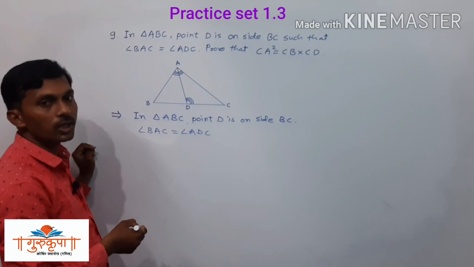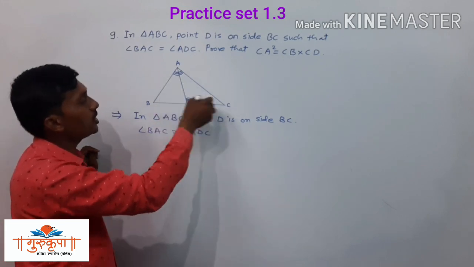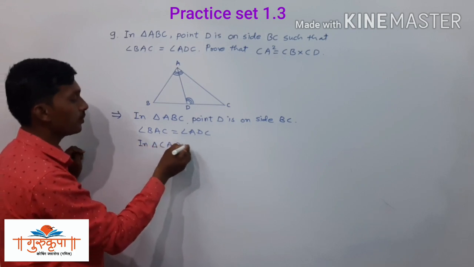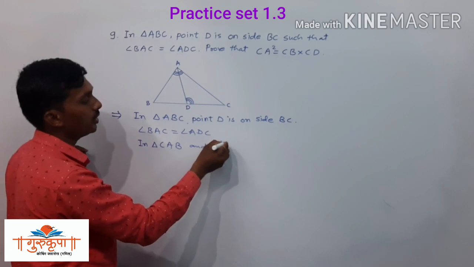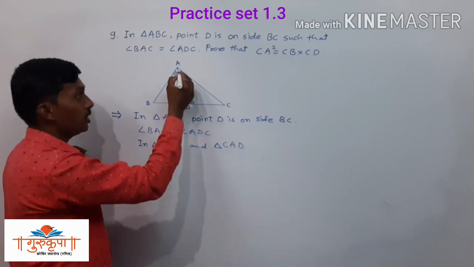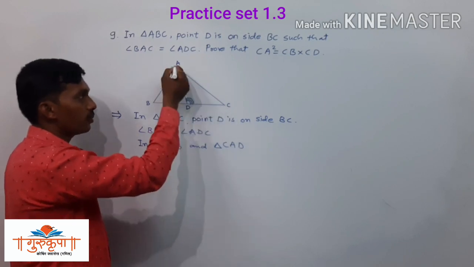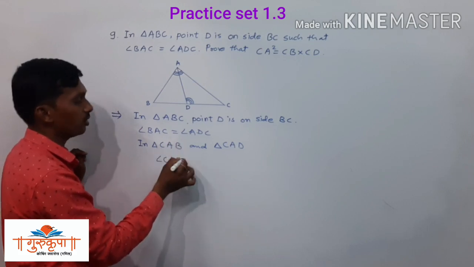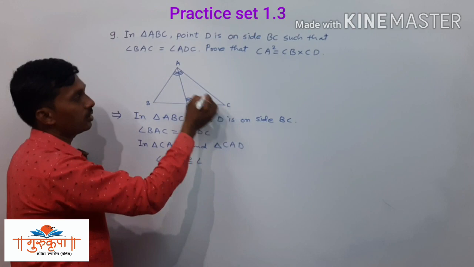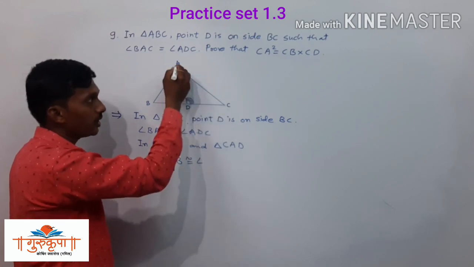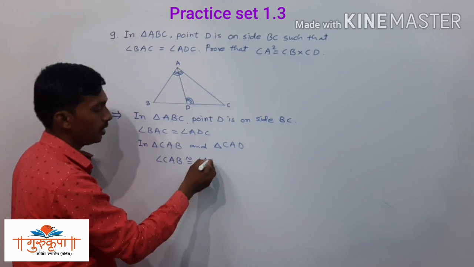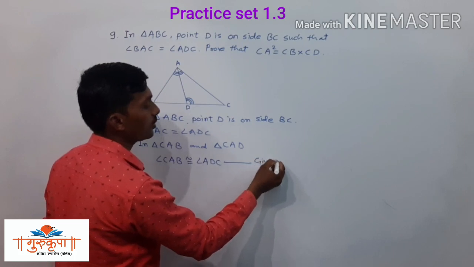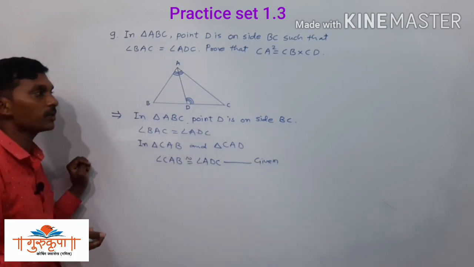Now we have to show the two triangles similar. Which two triangles? CAB and CAD. So here we will write the names of those two triangles. In triangle CAB and triangle CAD, angle CAB from the triangle CAB is congruent to angle CDA, or you can write it as ADC, angle ADC of triangle CAD, and the reason is given information.